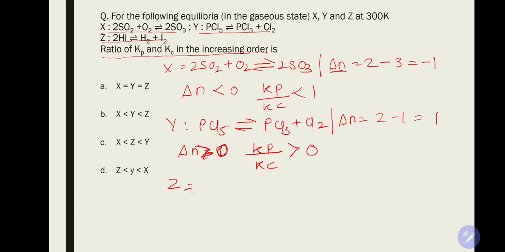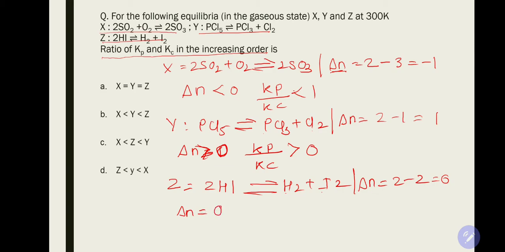Now the third one, Z. Z is 2HI gives H2 plus I2. Now again here find the delta N. Delta N is the moles of product minus reactant, that is 1 plus 1 is 2, 2 minus 2 is equal to 0. So the value of delta N is equal to 0, and the Kp upon Kc ratio is also equal to 0.